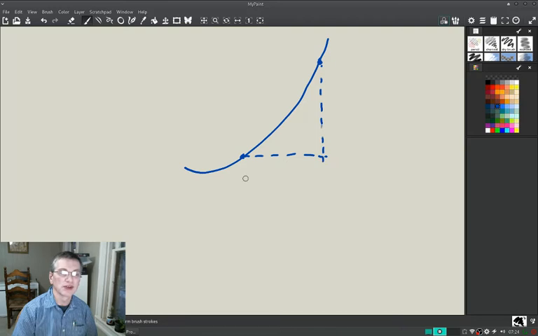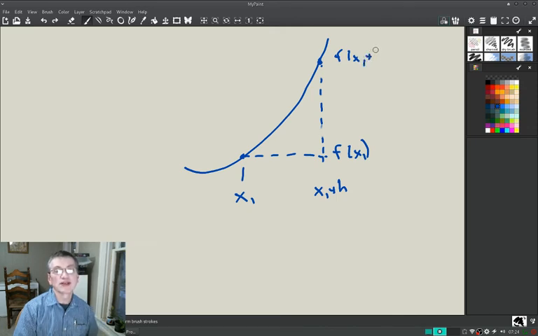We're going to do it a little differently. We're going to leave symbols in. We're going to say this is x1, and this is x1 plus h. So this point here is going to be x1, f of x1. I shouldn't have put the 1 in. Well, that's fine. And up here is f of x1 plus h.